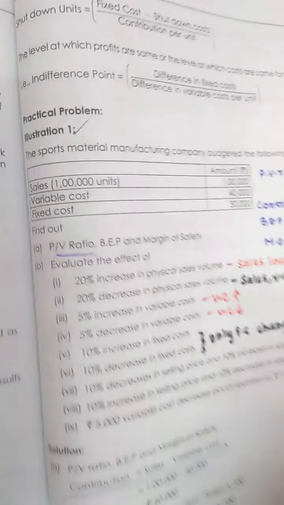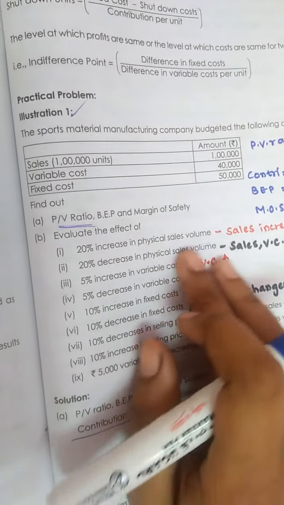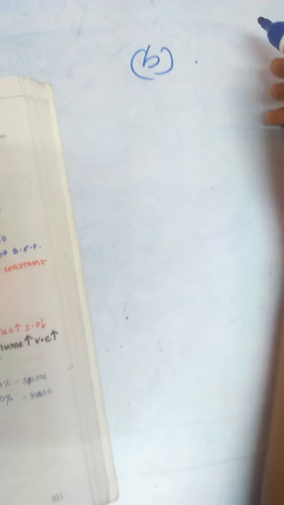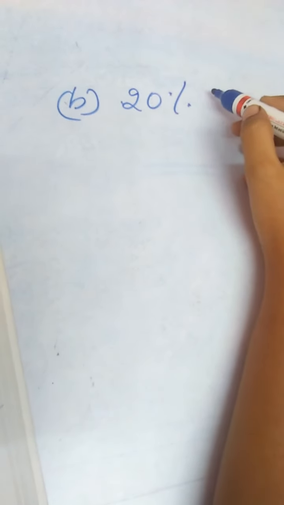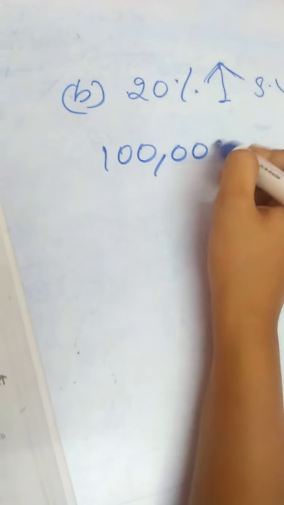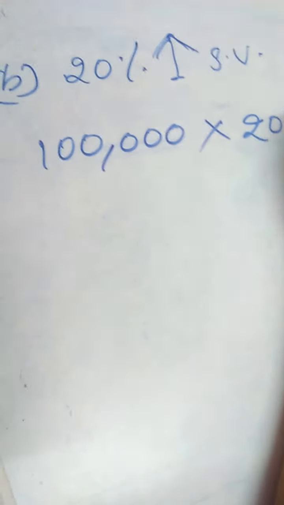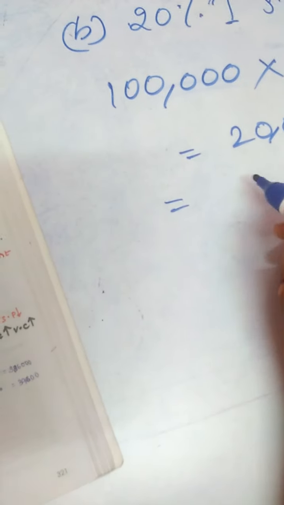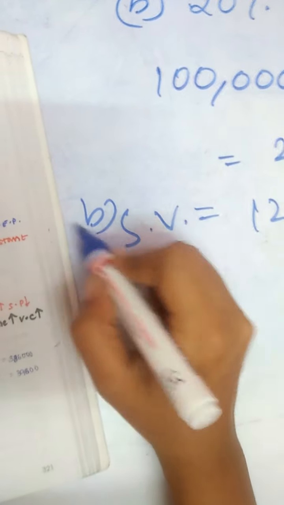We computed part A, and here part B is a 20% increase in physical sales volume. What's going to happen if we increase? We have sales volume given in the question as 1 lakh, and if it increases by 20%, that is 20,000, so 1,20,000 is the sales volume for this question.